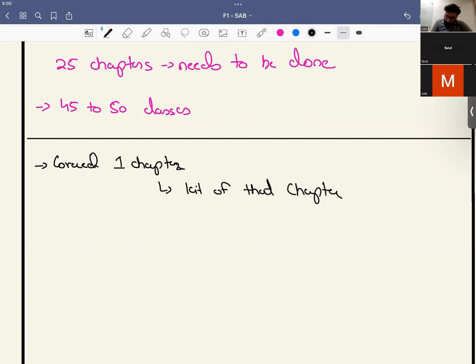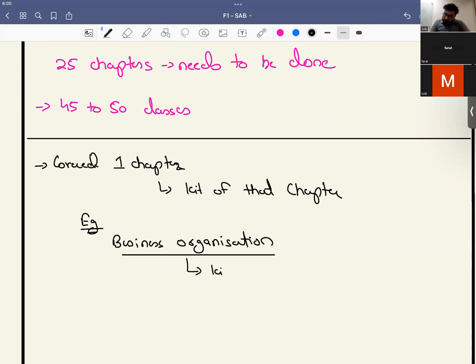For example, if we have covered business organization, like we did two very wealthy classes, and we have covered the business organization, then we are going to solve the kit of it, BPP and Kaplan also, right? So that's how this chapter will be locked. Like, you know exactly this chapter, right? So that's how your chapter is done and dusted, it's locked, right?